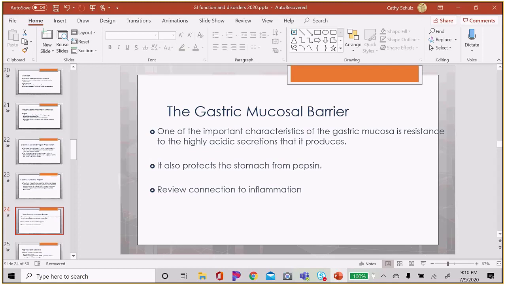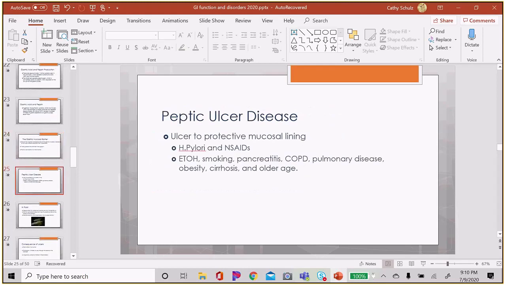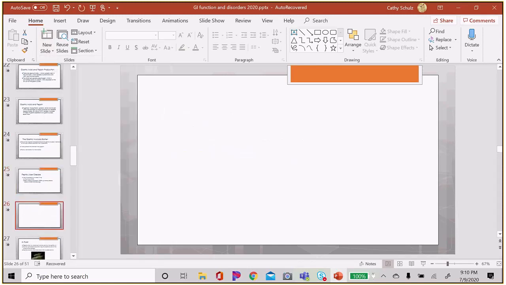So it's very essential that the gastric mucosal barrier make the mucus to protect the stomach cells from both the acidic content and the pepsin, because pepsin breaks down protein, and our stomach cells are made of protein. So we have to maintain that protection. If we lose the protective mucosal lining, then we could end up with ulceration.